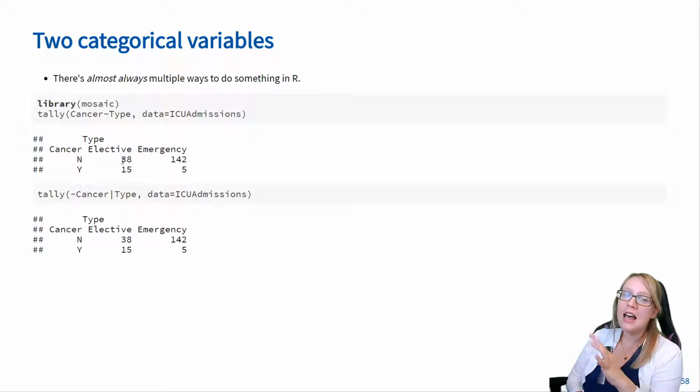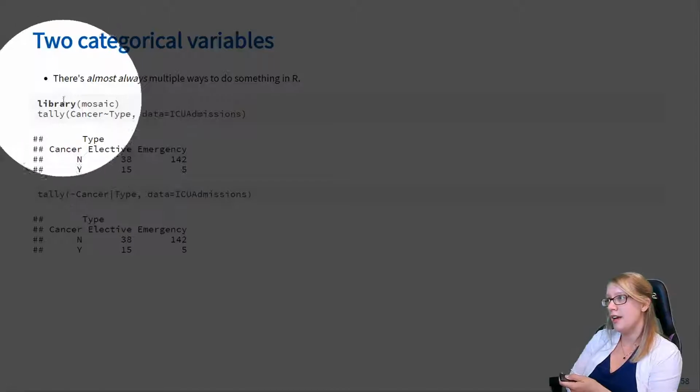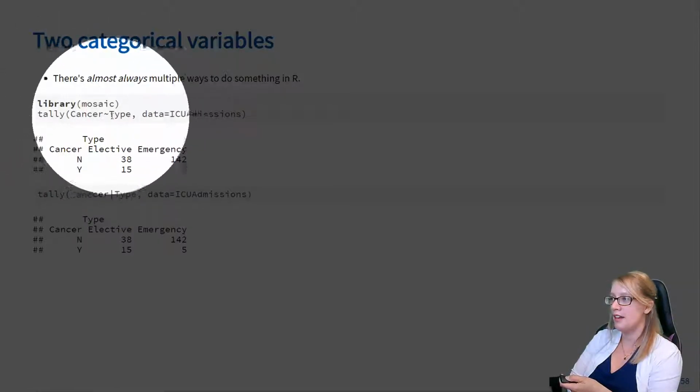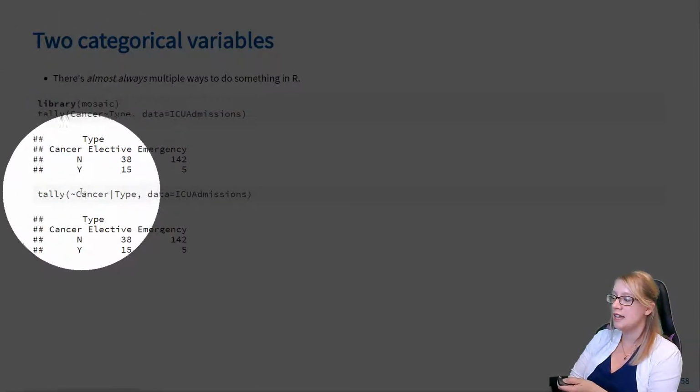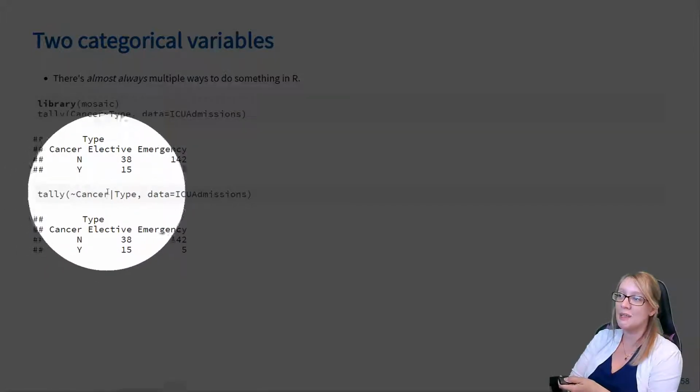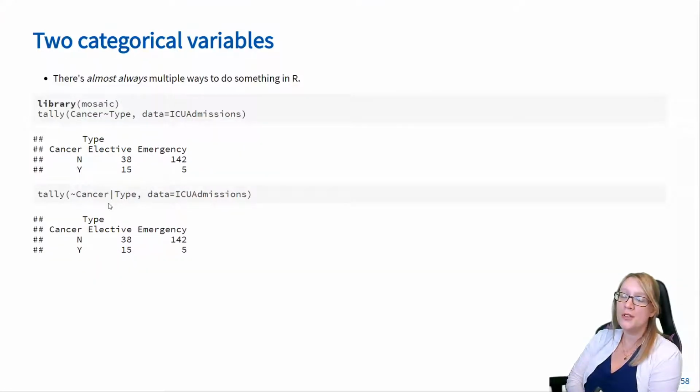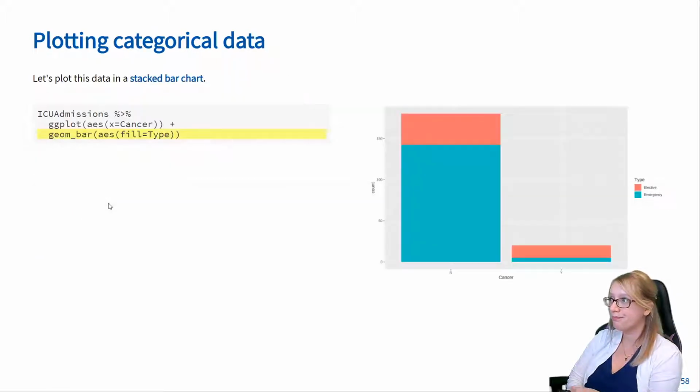There are lots of different ways to accomplish the same thing, and that's true in any programming language. That's especially true in R. Some will be easy, some will be hard. So another way to produce a two-way table such as this is to use the tally function from the mosaic library. Tally up cancer changes depending on type, or cancer, this vertical bar you can read as split by type. Both functions will produce the same output.